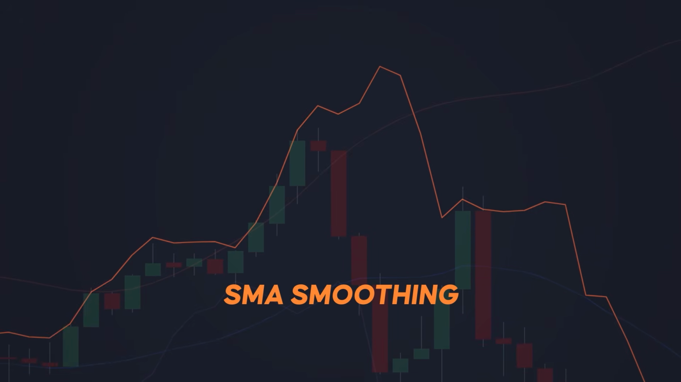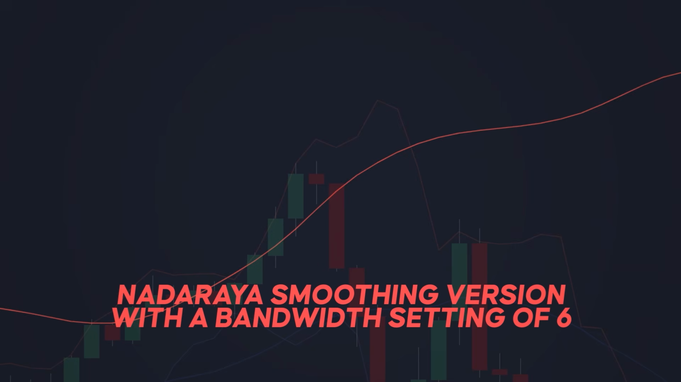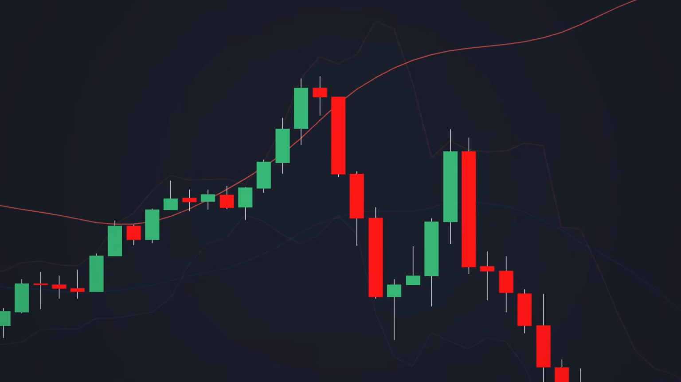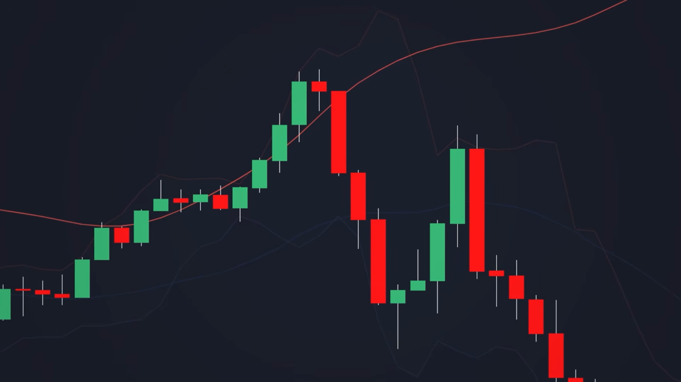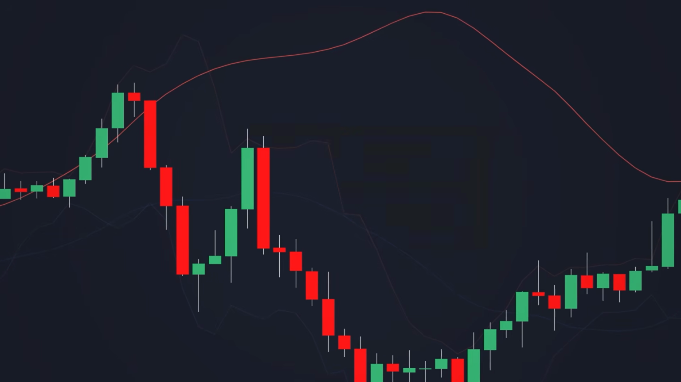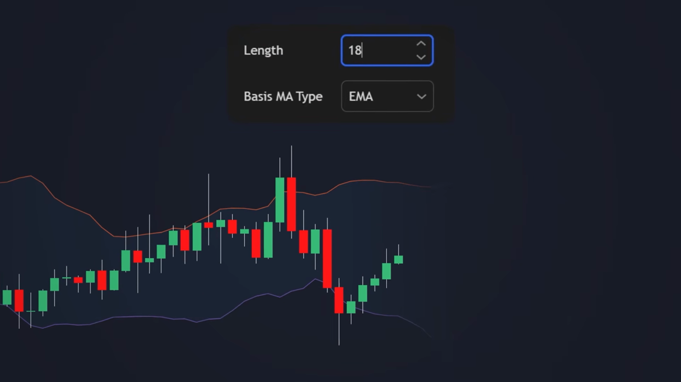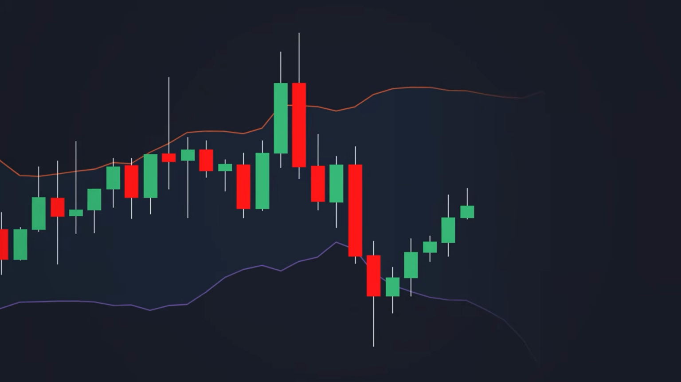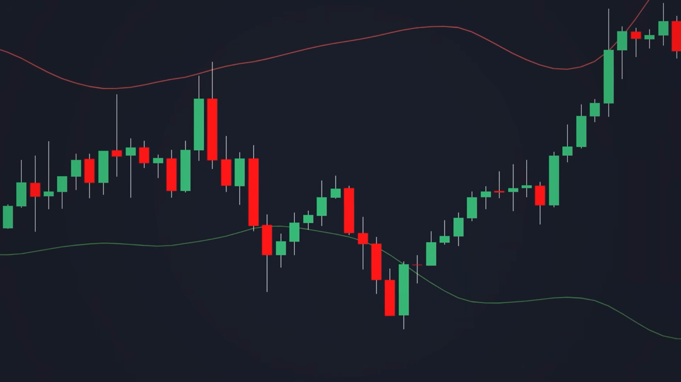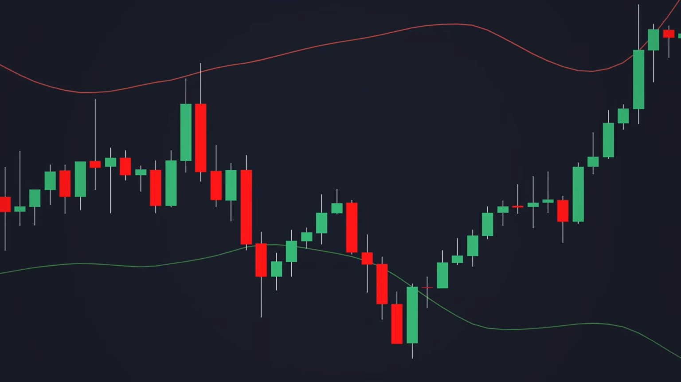The orange line uses SMA smoothing. The purple is smoothed with EMA. And the red line is the Nadaraya smoothing version with a bandwidth setting of 6. Now, you'll notice something right away. The Nadaraya one is much smoother than the others, but it still fits price's movement just as closely. Sure, you could increase the EMA or SMA periods to smooth them out, but then they start drifting further from the real price action. You lose accuracy just to clean up the noise. That's the advantage of the Nadaraya smoothing. You get clean, stable bands without lagging behind or sliding away from price.